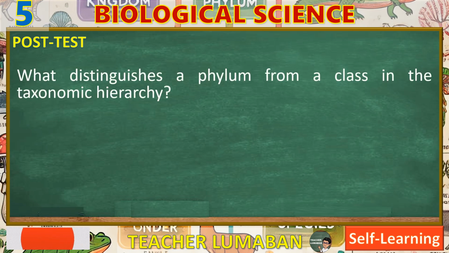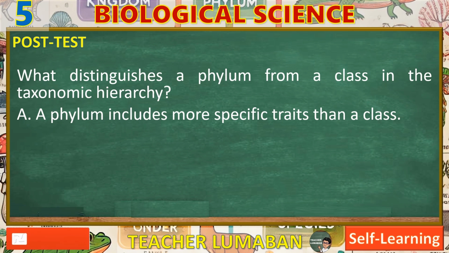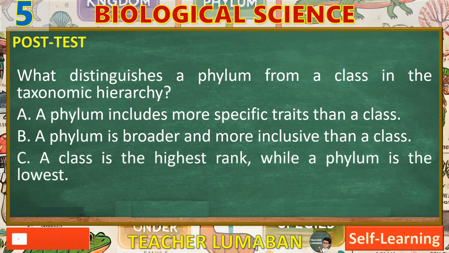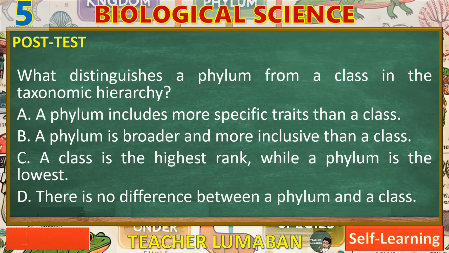What distinguishes a phylum from a class in the taxonomic hierarchy? A. A phylum includes more specific traits than a class. B. A phylum is broader and more inclusive than a class. C. A class is the highest rank, while a phylum is the lowest. D. There is no difference between a phylum and a class.